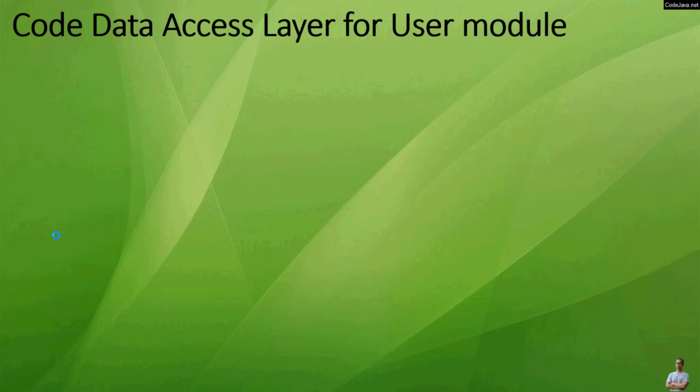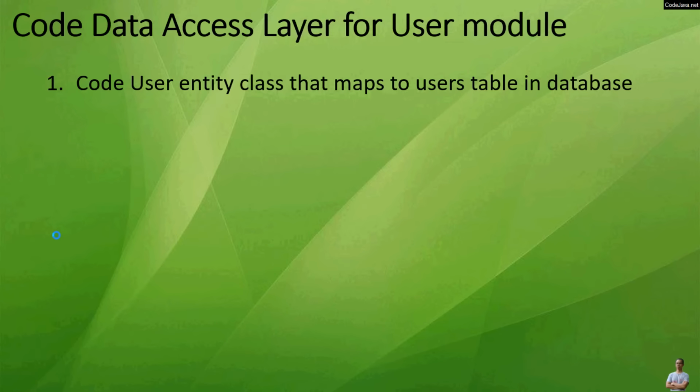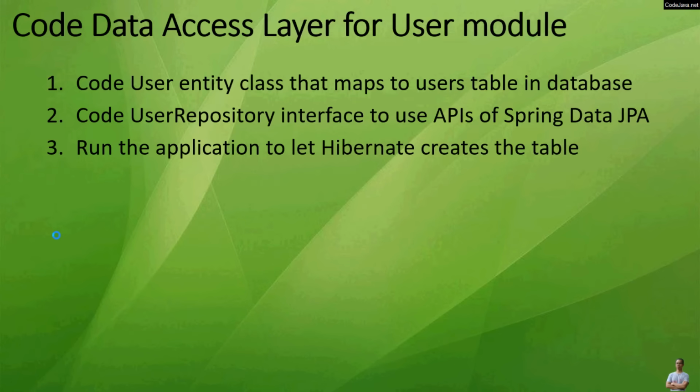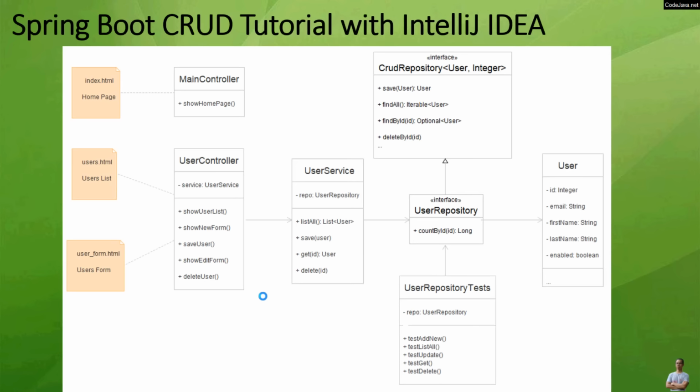And next, you will learn how to code data access layer for the user module. In details, we need to code user entity class that maps to the user table in the database, and then code the user repository interface to use APIs of Spring Data JPA, and then run the application to let Hibernate framework create the table. So we need to code the user entity class with these fields, and then code the user repository interface that extends the CRUD repository interface like this.